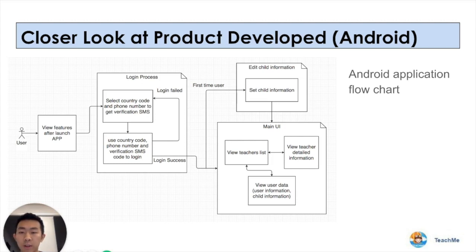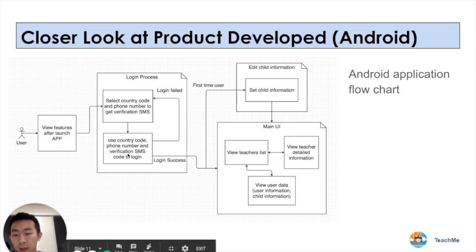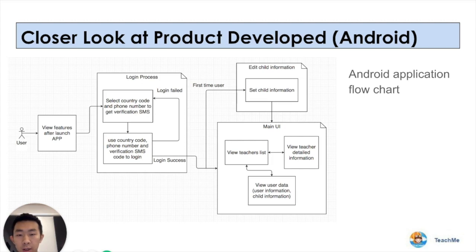In the login process, the first thing is they have to select the country code and enter their phone number to get a verification code through a text message. Then after they get the text message, which includes the verification code, they use the country code, phone number, and verification code to log in. During this process, if they fail, they can re-get the verification message.